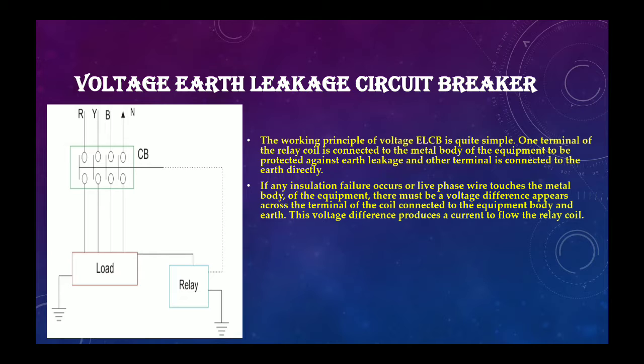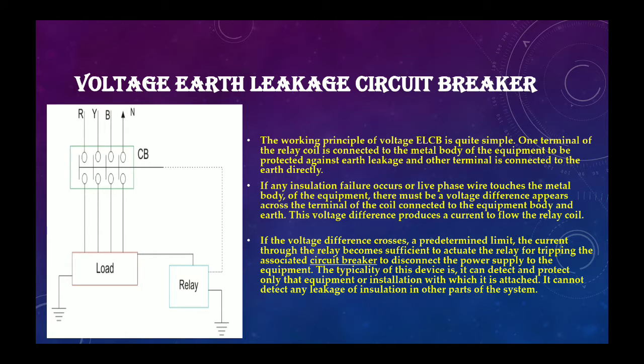And now, if the voltage difference crosses a predefined or predetermined limit, the current through the relay becomes sufficient to actuate the relay for tripping the associated circuit breaker to disconnect the power supply to the equipment.